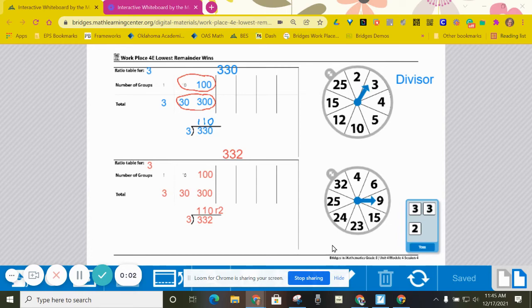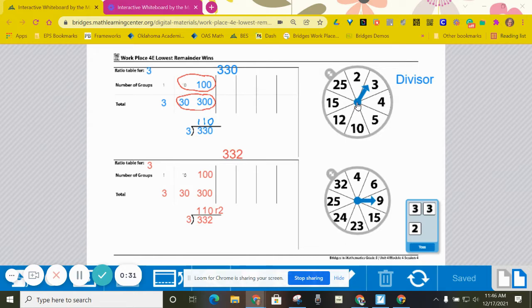These are the instructions for Workplace 4E, lowest remainder wins. Each pair of players needs a 4E, lowest remainder wins record sheet for each player, a clear spinner overlay, a die marked 0 through 5, and 2 dice marked 1 to 6. You're going to roll one of the dice to see who goes first, and then the first player will spin the spinner.